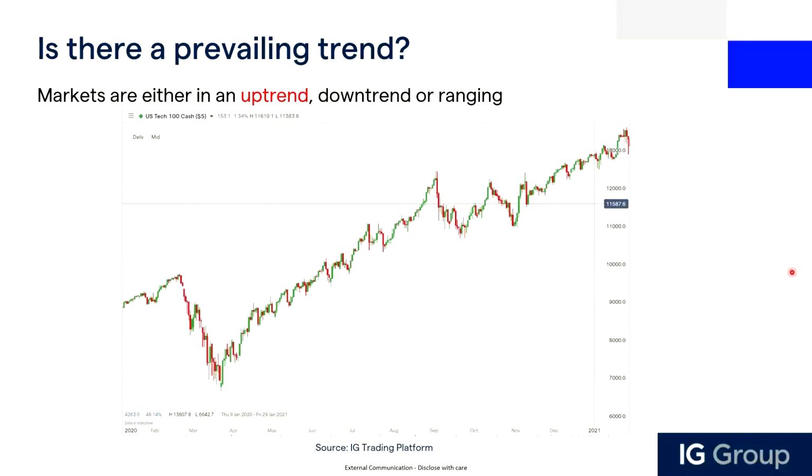So what we do here is that when we look at this, notice that downtrend over here, uptrend over here, ranging over here, and uptrend again. So what we want to do here is that when it's in an uptrend, we want to look out for long positions.